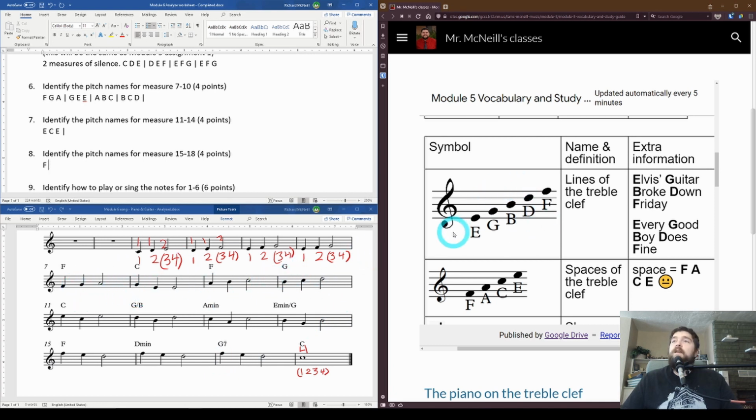Make sure you're going back and forth between your study guide and your sheet music, and then putting the answers onto your answer document. You're going to need to have three things open: one for reference, one to look at and identify, and one more to put the answers into for this particular part of the assignment.